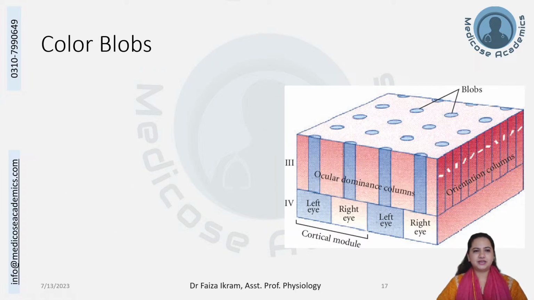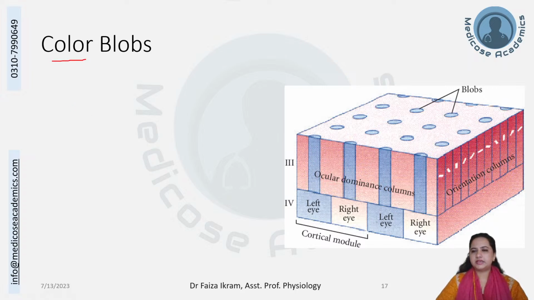Moving on towards the little complicated topics, let's try to make it easy for you. Color blobs. Its name shows that this is somehow involved in the interpretation of color vision.